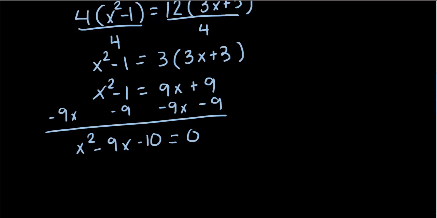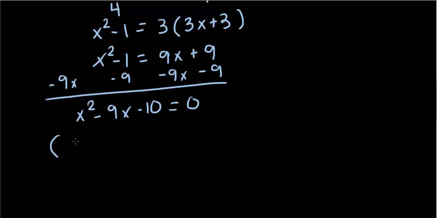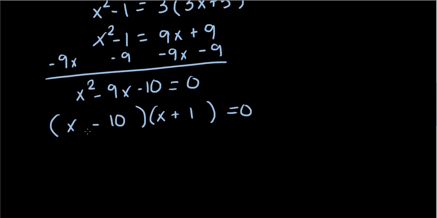From here we're going to factor. So we're looking for factors of negative 10 whose sum is negative 9. So that's going to be negative 10 plus 1, which equals negative 9. Then we make each one of them equal to 0. So that means that x is going to equal 10 and x is going to equal negative 1. Now we're not done yet.